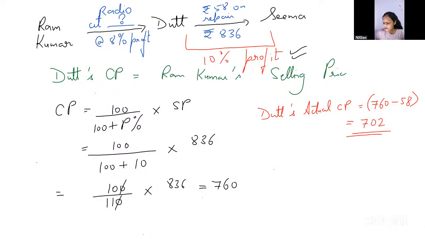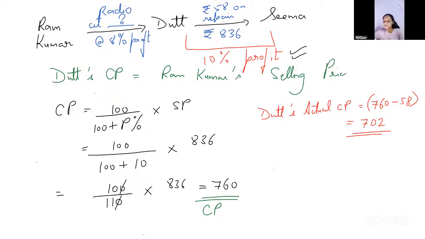So here is my cost price. From this cost price, I will minus 58, which is my repairs. Then I will have my actual cost price. So that's purchased from Ramkumar at 702, and Ramkumar sold that at 702. Okay, understood now? Yes, ma'am.